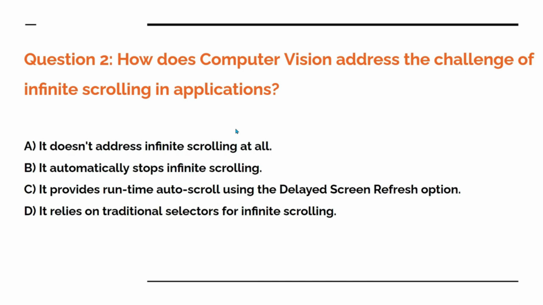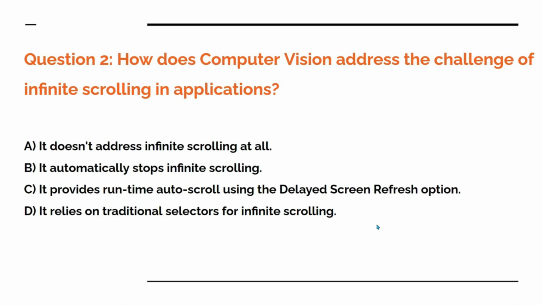Now question number 2. How does computer vision address the challenge of infinite scrolling in applications? A, it does not address infinite scrolling at all. B, it automatically stops infinite scrolling. C, it provides runtime auto scroll using the delayed screen refresh option. Option D, it relies on traditional selectors for infinite scrolling.